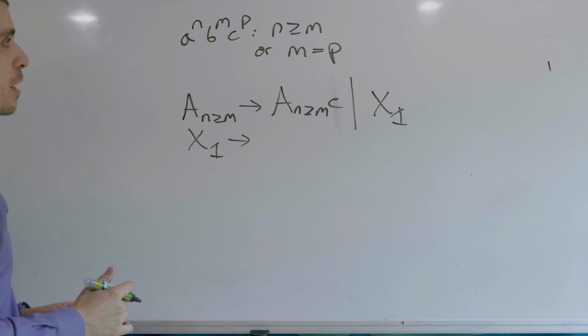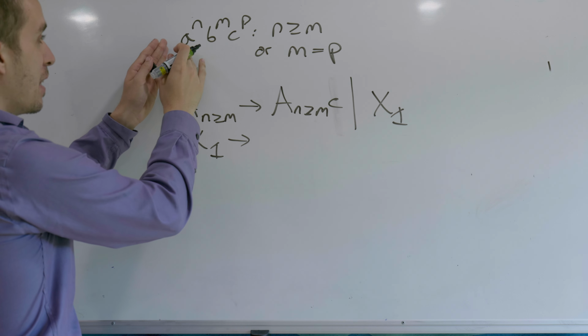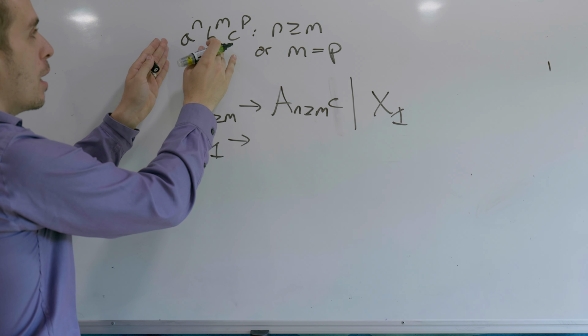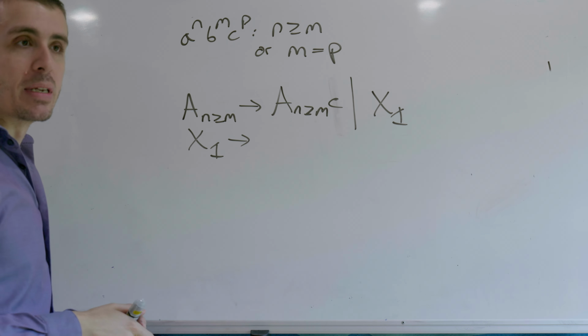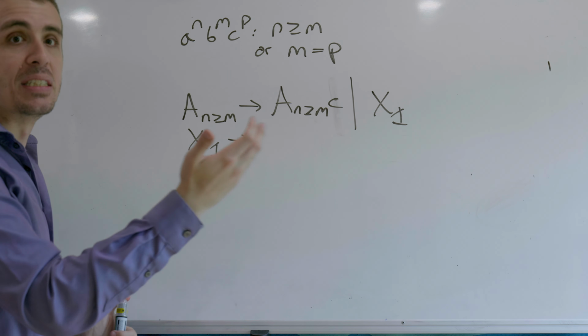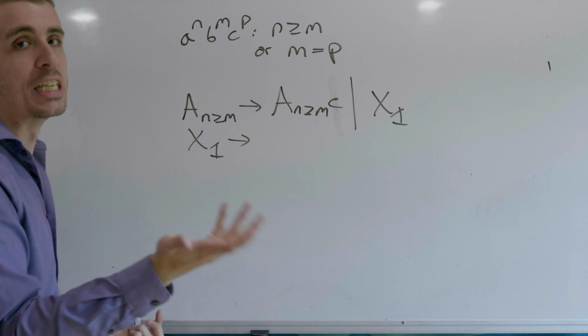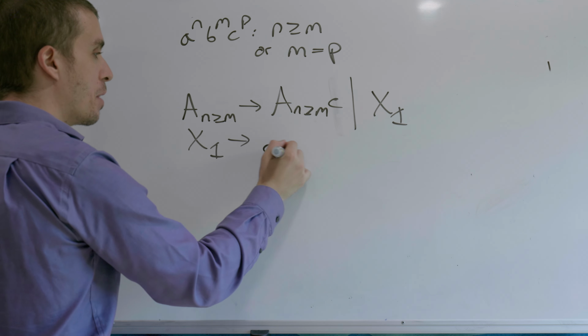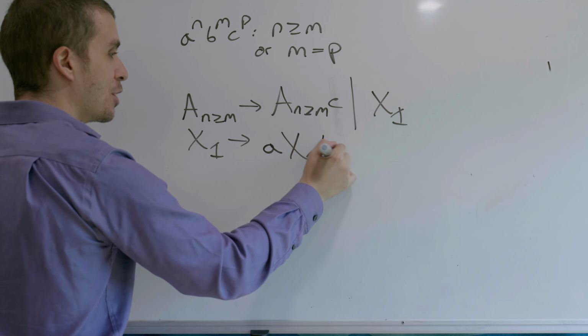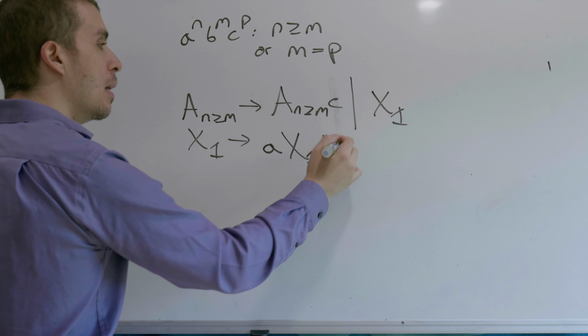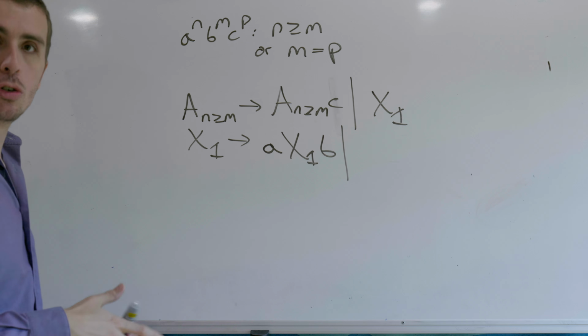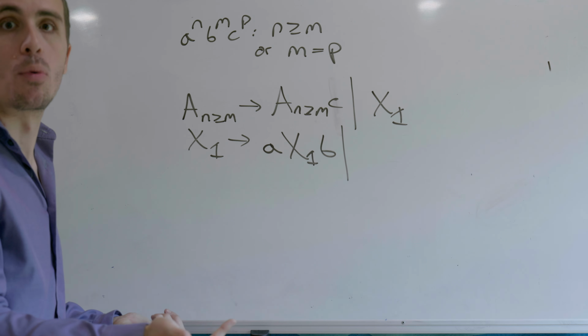Well, what is this x1 variable going to do? Well, if the number of a's is at least the number of b's, then that means we need to make as many a's as b's, but have some more a's potentially. So let's make an equal number, and that's what this one is doing right here. But as the base case, we need to spout off potentially more a's.